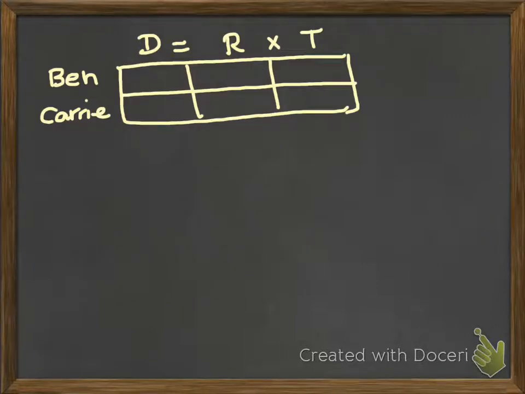Okay, this is the distance equals rate times time table. We have Ben and Carrie. We know how fast Ben is going. That's the rate. His rate is 2 miles per hour. We know how fast Carrie's going. She's traveling at 3 miles per hour. Okay, for the distance, we're waiting for them to catch up. We don't know really what the distance is, so that's just D.